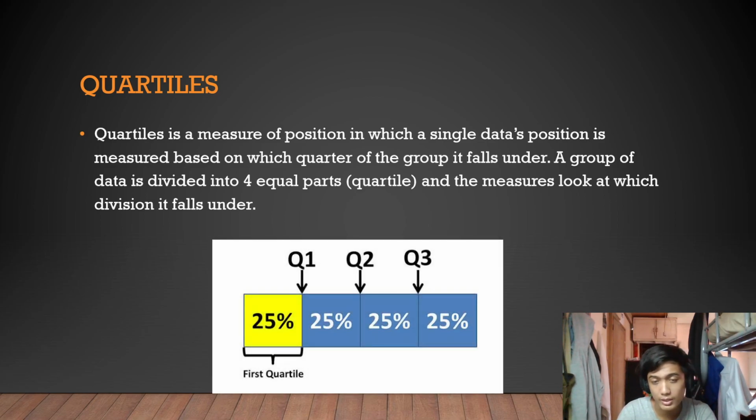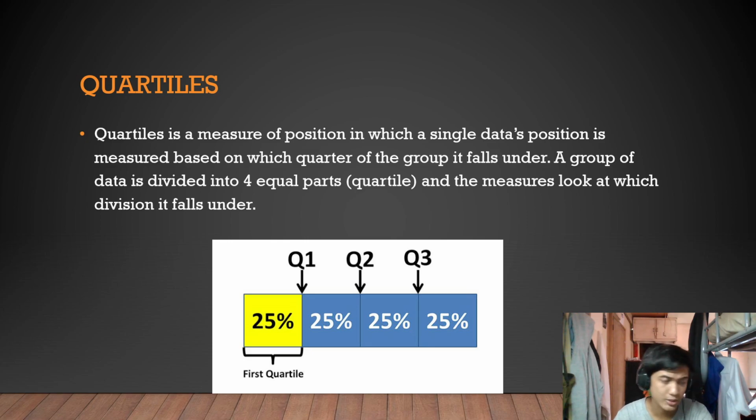For example, this is the entire group of data. We divide it by 4. That means it's under 25%. So, first quartile. This would mean that this is under the second quartile. This would be in the third quartile. And the last one would be in the fourth quartile.